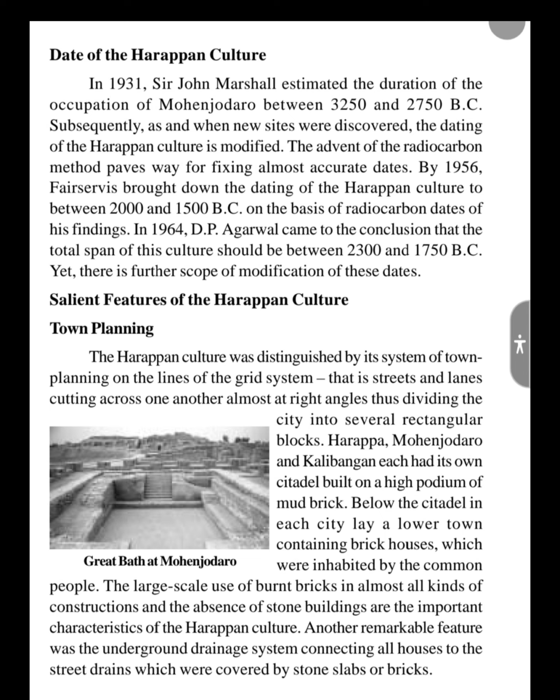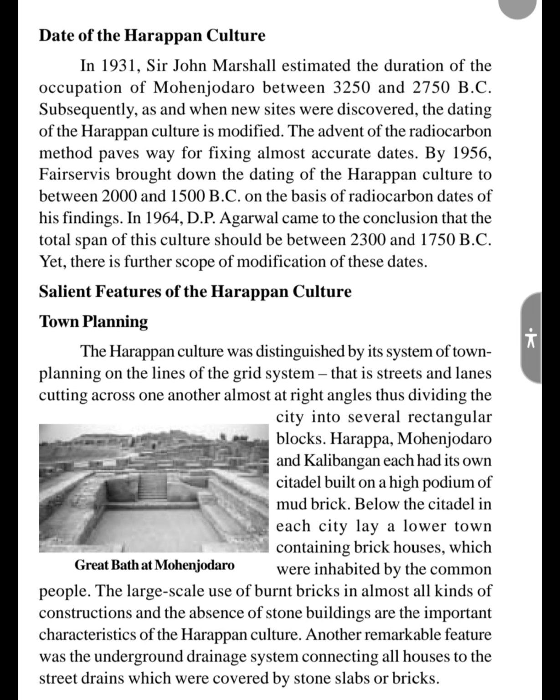Harappa, Mohenjo-daro, and Kalibangan each had its own citadel built on a high podium of mud brick. Below the citadel in each city lay a lower town containing brick houses which were inhabited by the common people. The large scale use of burnt brick in almost all kinds of construction, and the absence of stone buildings, are important characteristics of the Harappan culture.